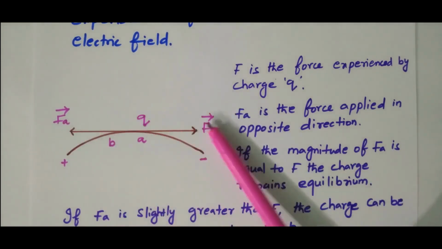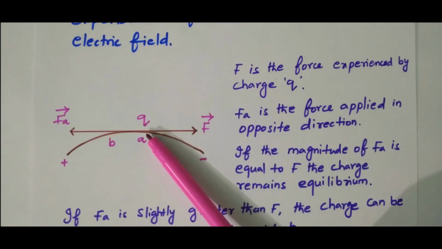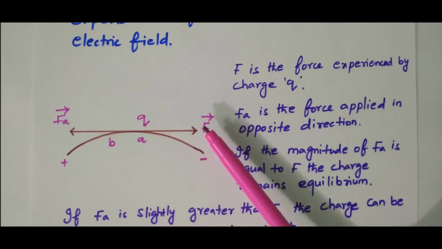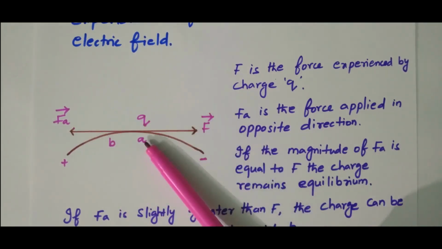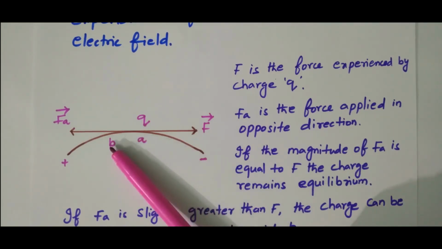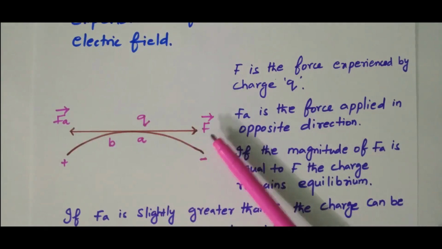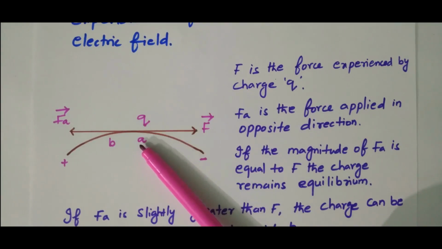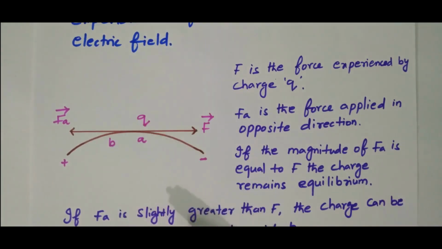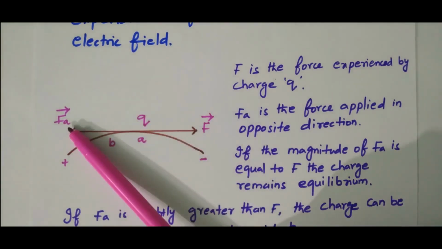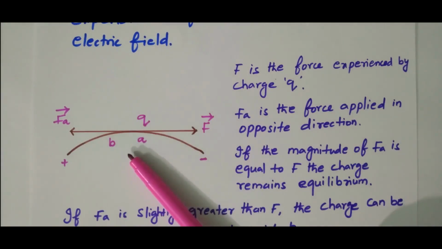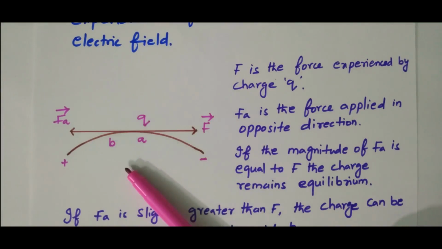If both are equal, then the charge will remain in the same place. Suppose Fa is greater than F, what will happen? The charge will move from point A to point B. Right? If the applied force Fa is greater than the force developed, the charge will move from point A to point B. So the force applied times the distance moved is nothing but the work done. Right? Fa dot dl.